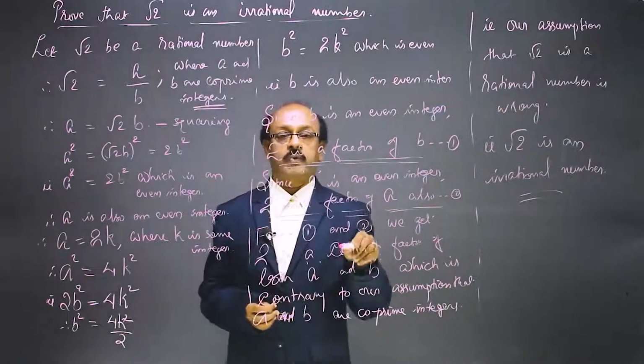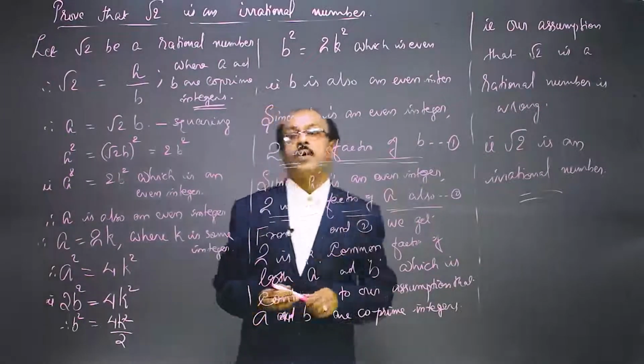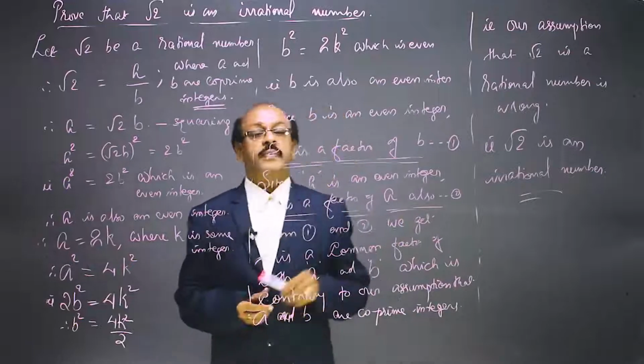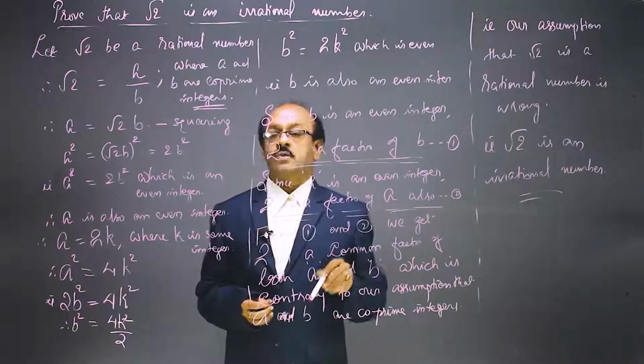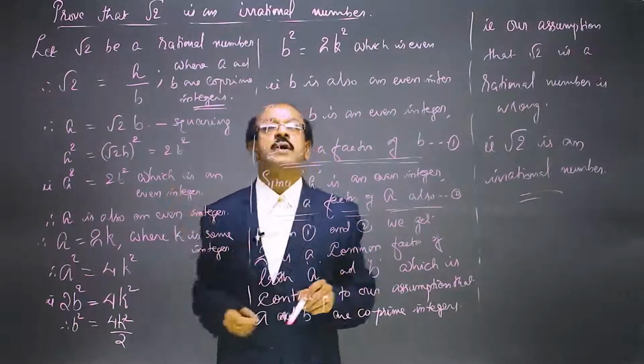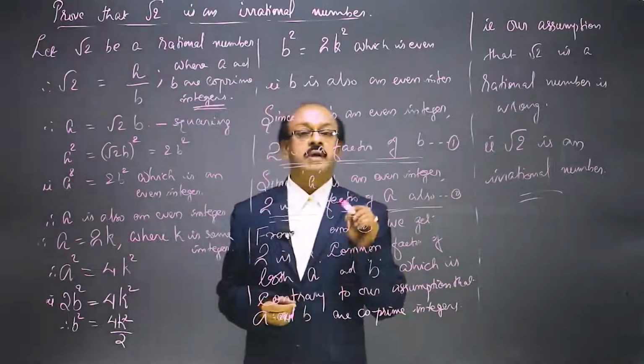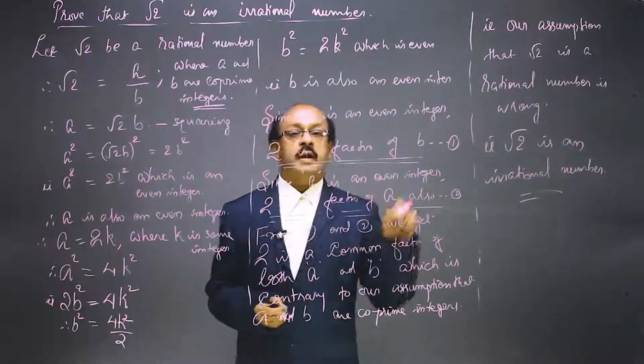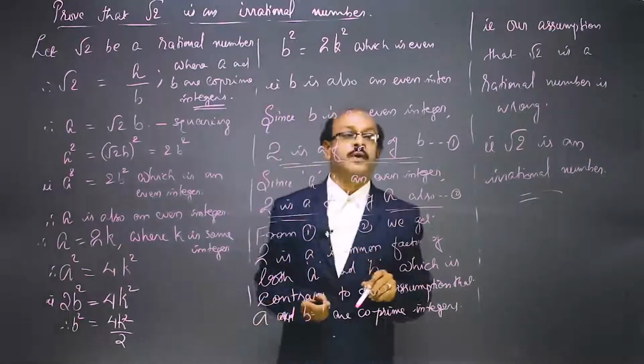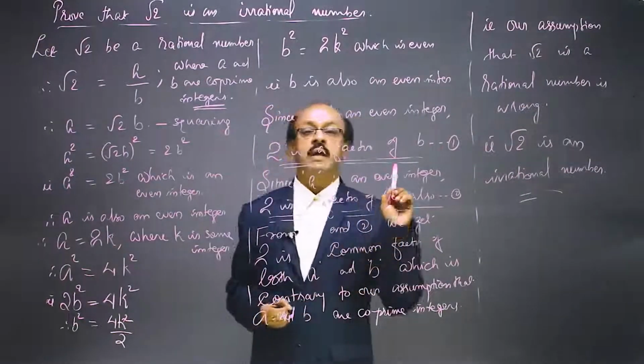But here we are proving 2 is a common factor of both a and b. Therefore, this statement is opposing our assumption that a and b are co-prime integers. That means our assumption that root 2 is a rational number is wrong. Therefore, root 2 is an irrational number.